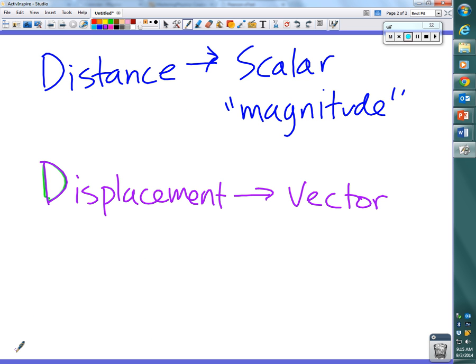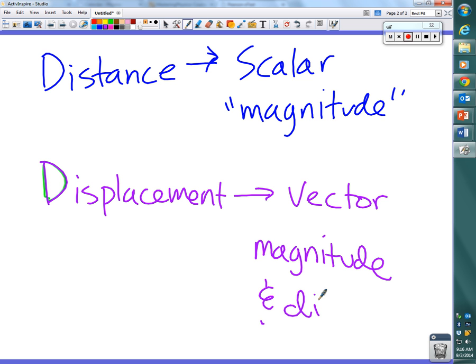So displacement is our first example of a vector quantity. A vector quantity tells us two things. Do you remember the two things that a vector quantity tells us? Magnitude and direction. What do you mean by magnitude? Well, we said that magnitude tells us what about a number? How far or how big or how much of something there is, okay?